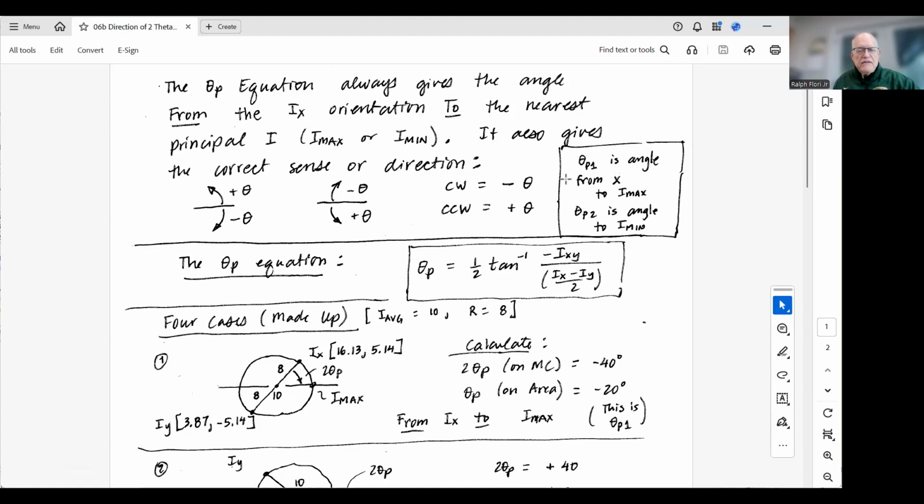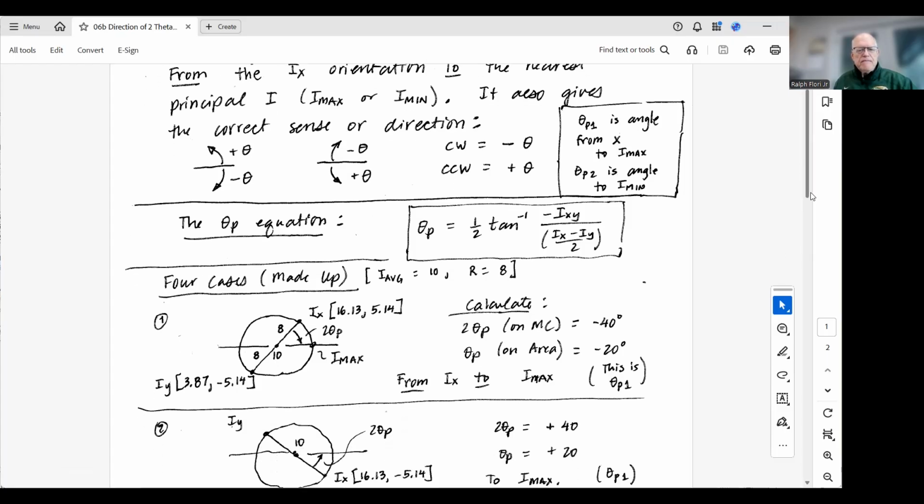Sometimes you see the notation theta P1 is the angle to Imax, and theta P2 is the angle to Imin. And sometimes another term that's used is the major principal is Imax, or the minor principal is Imin. Terminology that you see sometimes.